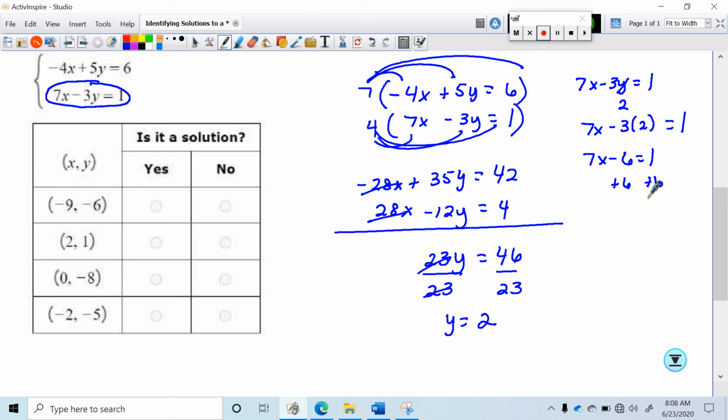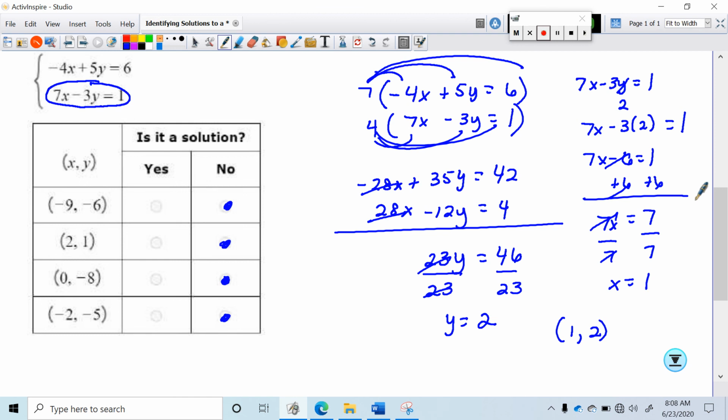I'm going to add 6 to both sides. 7x equals 7. Divide by 7. x equals 1. Ordered pair is x first and then y. So the answer to this is 1, 2. I do not have that here. So that means none of these points that they have listed are solutions.